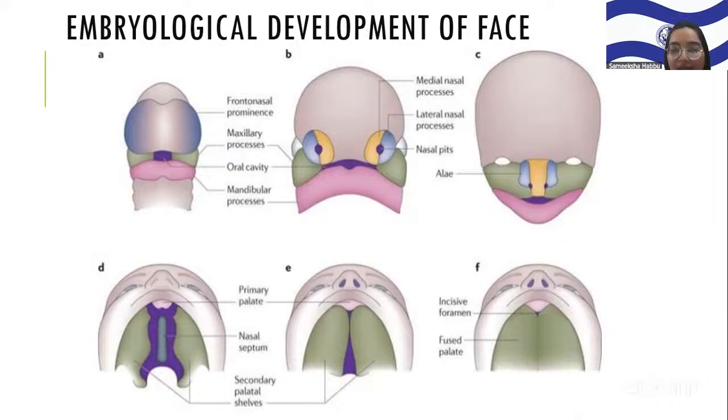For the palate, the primary palate is formed from the extension of the frontonasal process, whereas the secondary palate is formed from the palatal processes, extensions of the maxillary process.